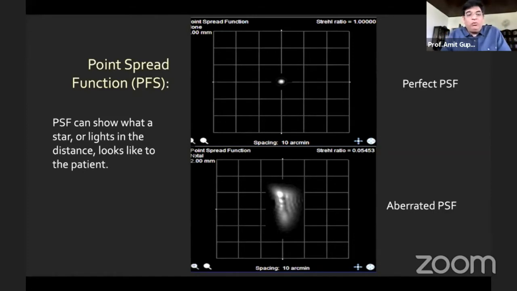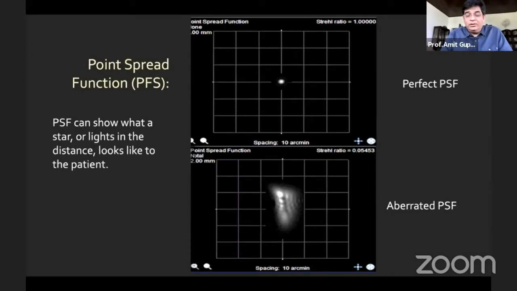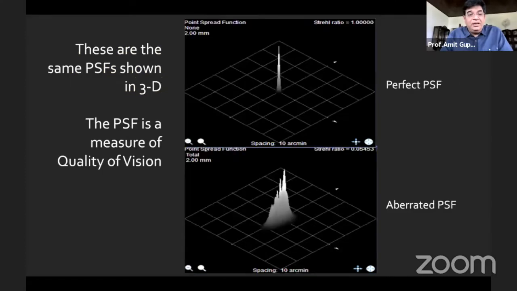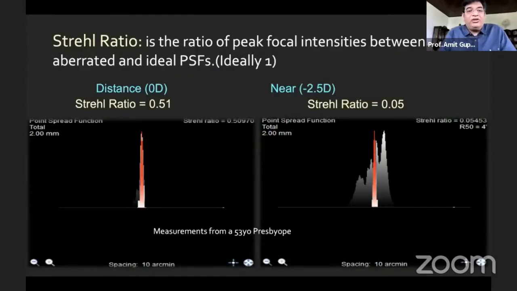So the PSF is what a star or lights from a distance would look like to a patient. For example, in this example, the patient is having a starburst kind of pattern, and we also have software which displays it in 3D. If you see something like the Burj Khalifa, it's good, and that means that the light is being seen as a point in these patients. The Strehl ratio is the ratio of the peak focal intensities between the aberrated and ideal point spread functions. So ideally it should be 1.